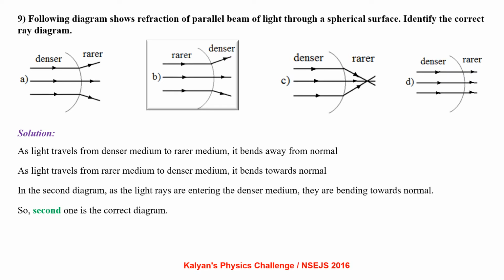The following diagram shows refraction of a parallel beam of light rays through a spherical surface. Identify the correct diagram. As light travels from denser medium to rarer medium, it bends away from the normal. As light travels from rarer medium to denser medium, it bends towards the normal. In the second diagram, as the light rays are entering the denser medium, they are bending towards the normal. So the second one is the correct diagram.